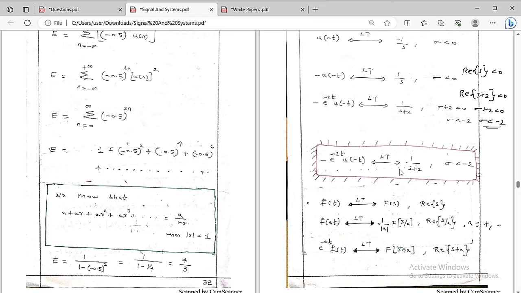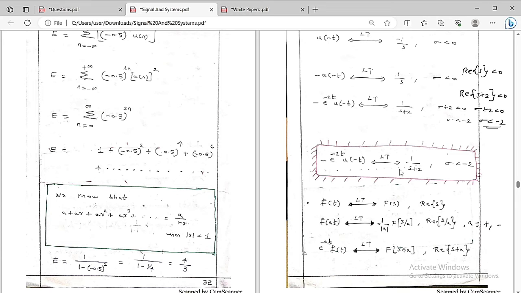So for f of t, the Laplace transform is F of s, and the ROC is the real part of s. Then for f of at, the Laplace transform is 1 by mod a, F of s by a, meaning replace s by s by a, so the ROC is the real part of s by a. And for e to the power of minus at into f of t, the Laplace transform is F of s plus a, meaning wherever s is there, replace s by s plus a.